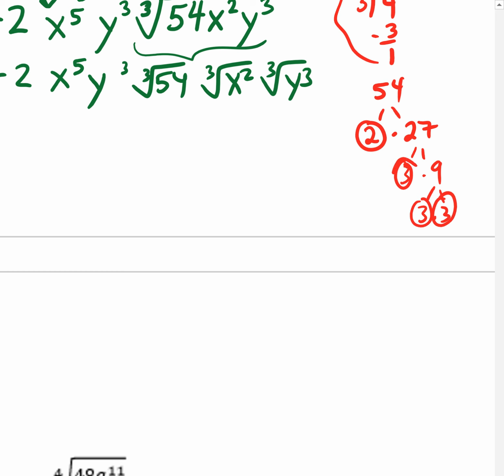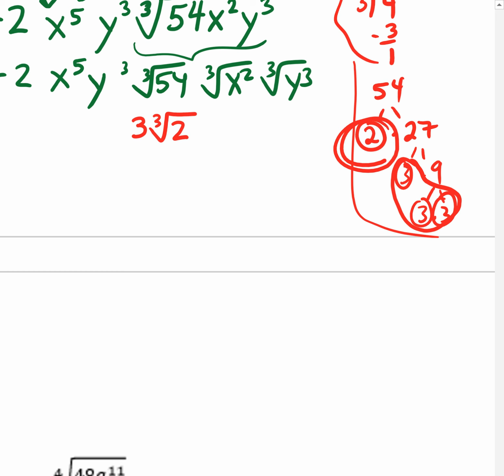This is a cube root, so I need a group of 3 of the same prime, and I do see 3 of the same prime here. There's a group of 3 3's, so 1 3 gets to escape, but there's a 2 that's all by himself here, so 1 2 has to stay inside the root.